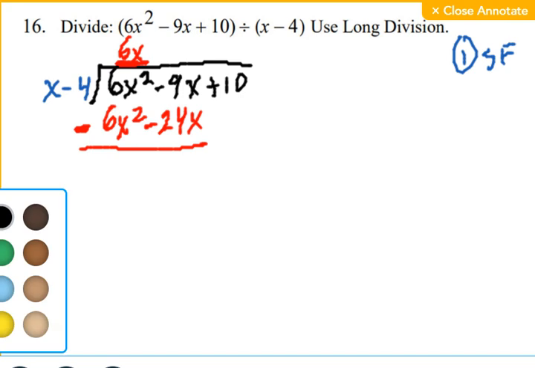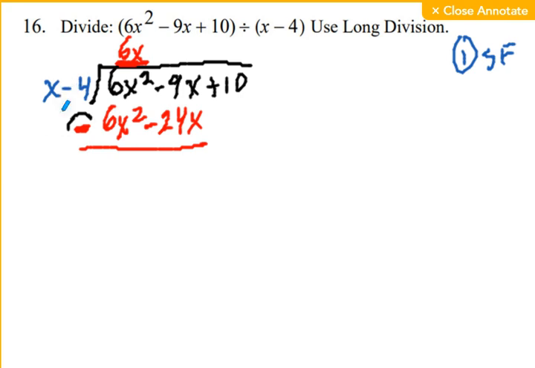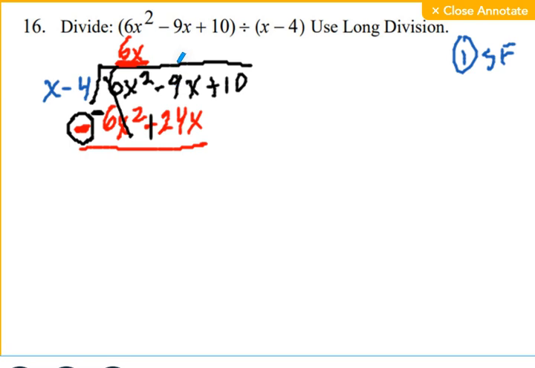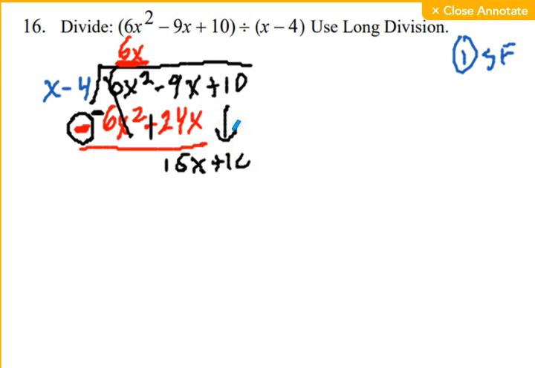And remember the process. Circle it. Why, Mr. Q? So that you can distribute to both, to this one and to this one. You guys see that? So what is 6x squared minus 6x squared? This cancels. What is 24x minus 9x? 24x minus 9x is 15x. Bring down the plus 10. Nice.